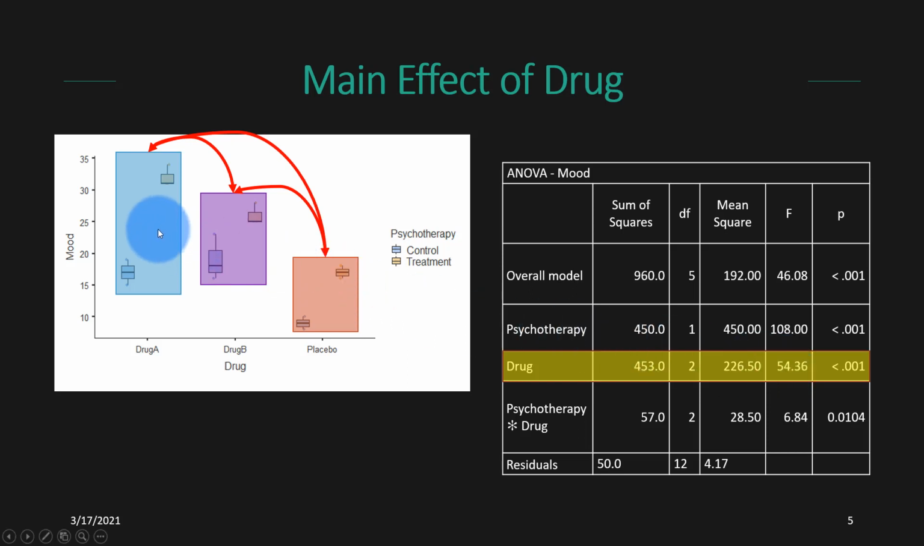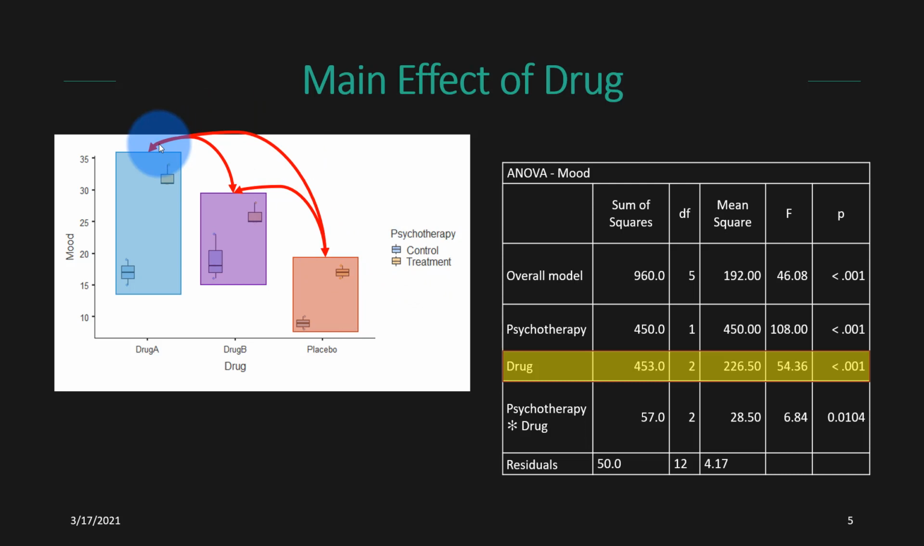Because again, the omnibus F test just tells us that significant variance is explained by which drug you received. The other way, a simpler way to say that, would be the drug you received made a difference. But which one made a difference, right? We don't know if drug A was different from drug B, if drug B was different from placebo, or if drug A was different from placebo.